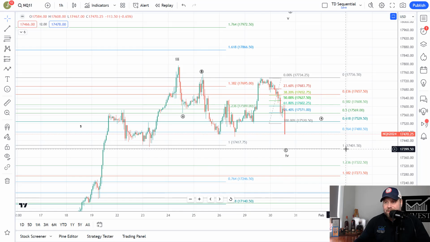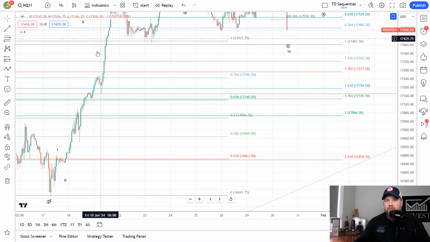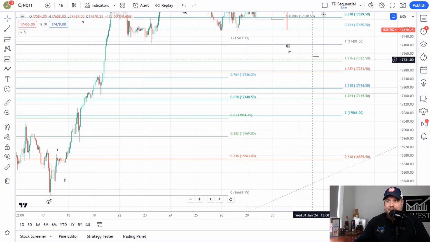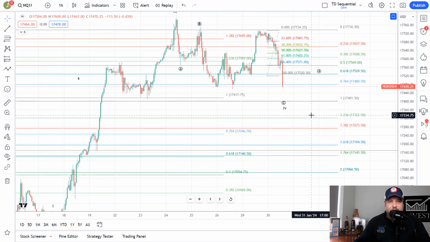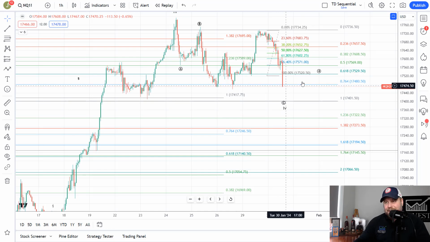NASDAQ needs to hold 17,401. Below that, you got some pretty thin structure down here to about 17,000. So NASDAQ, if it breaks support, will lead and likely pull ES with it. So I'd be keeping my eyes on NASDAQ to understand exactly what's going on.